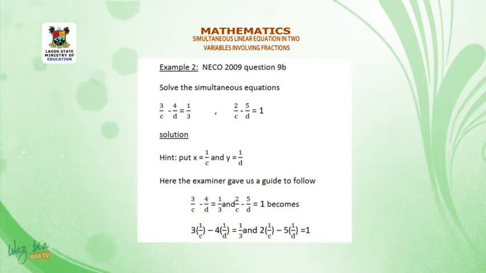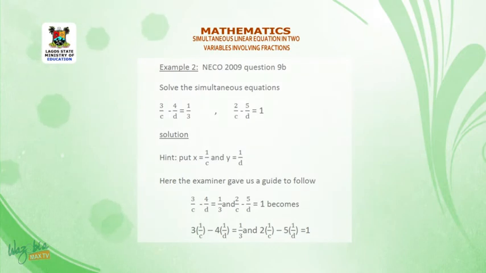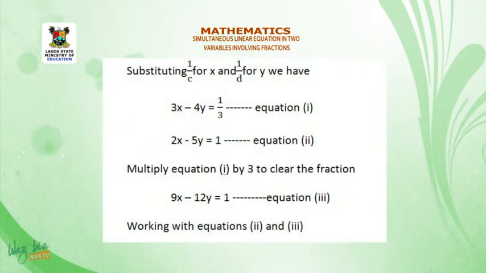3 over c minus 4 over d is equal to 1 over 3, and 2 over c minus 5 over d is equal to 1 becomes 3 brackets 1 over c minus 4 brackets 1 over d is equal to 1 over 3, and 2 brackets 1 over c minus 5 brackets 1 over d is equal to 1. Substituting 1 over c for x and 1 over d for y, we have 3x minus 4y is equal to 1 over 3, equation 1. 2x minus 5y is equal to 1, equation 2.